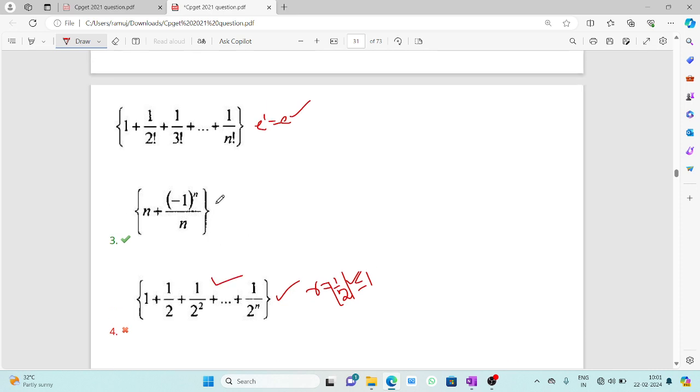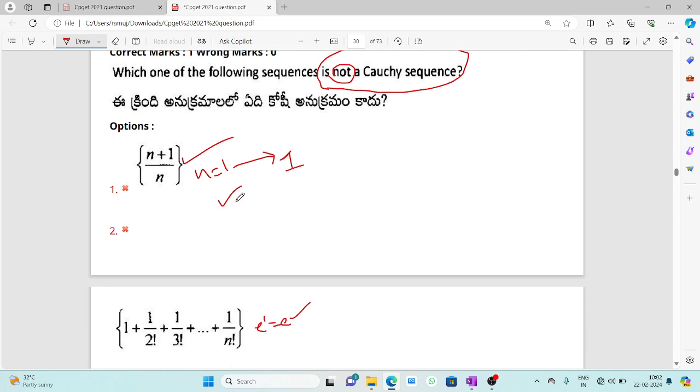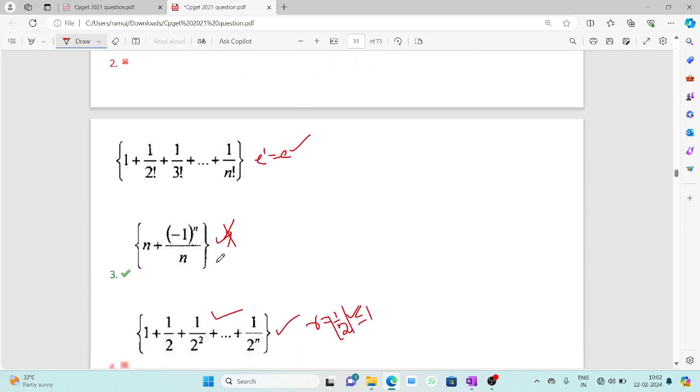See, this one is not a convergent sequence. We know that every convergent sequence is a Cauchy sequence, and the converse is also true. So this is not convergent, which means this is not a Cauchy sequence. He is asking for not Cauchy. If he were asking for Cauchy, the three options would be correct. The third one is wrong.